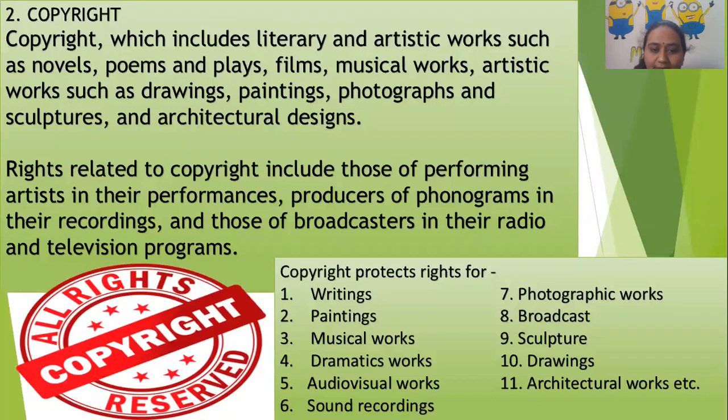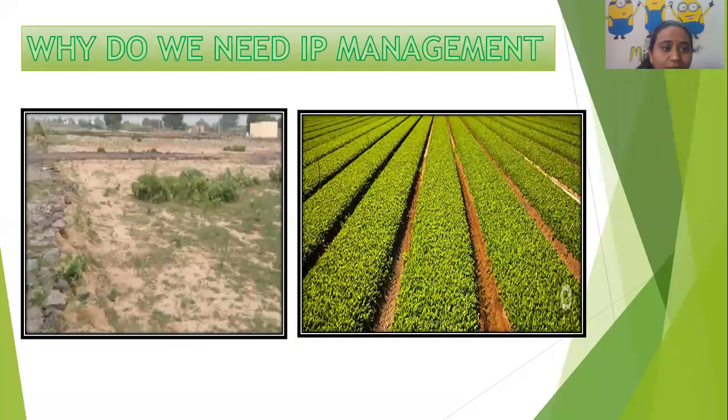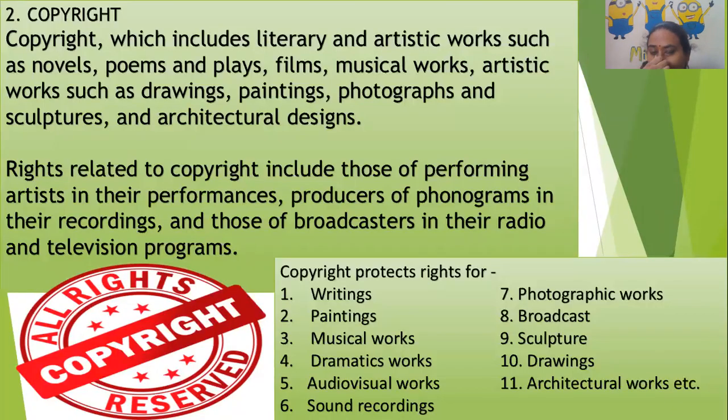Now again we can come into details for this: copyright protects rights for writing, paintings, musical works, dramatic works, audiovisual works, sound recordings, photographic works, broadcast, sculpture, drawings, architectural works, likewise. So here, up till now, we understood what the two types of intellectual properties are.